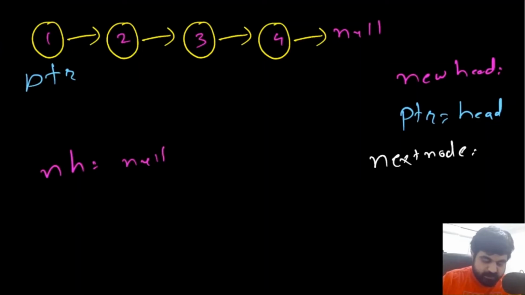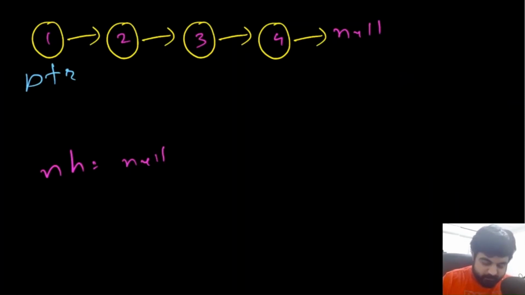After initially setting up everything, let's see what the approach would be to reverse the given linked list. Now, first thing we are going to do is, since we need to keep track of the next node, we will first assign the value. So we will keep the next node to be pointer.next. We set up the value of next node to be pointer.next. So at this position, the next node is going to be here.